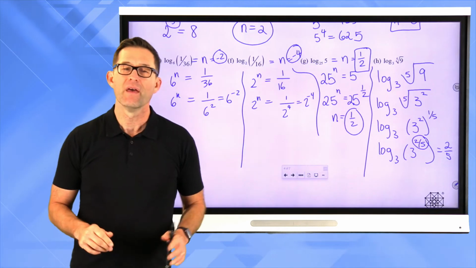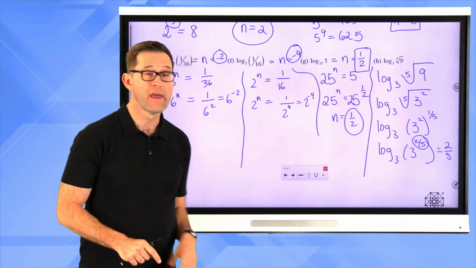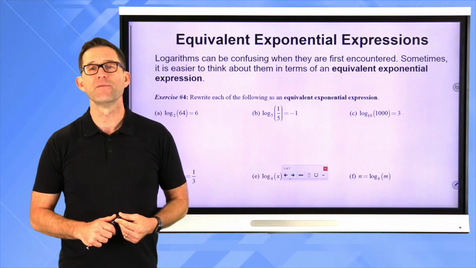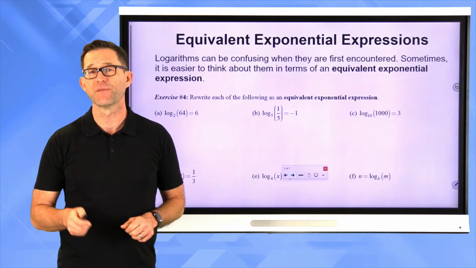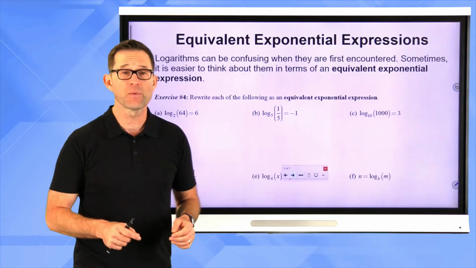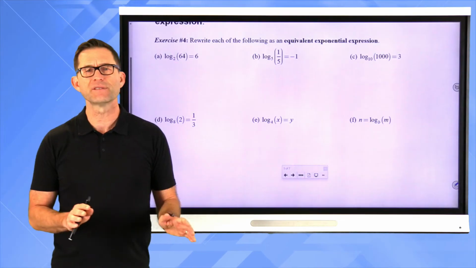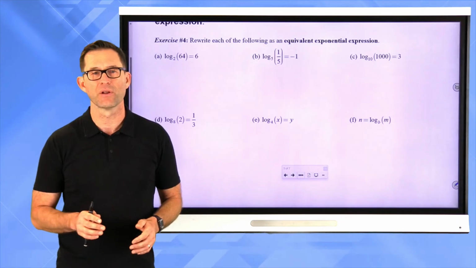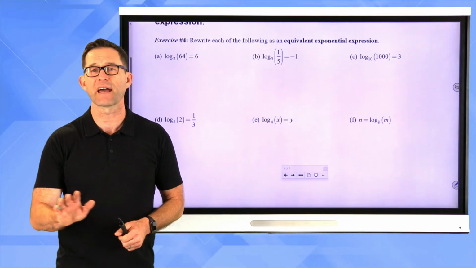All right. So, logarithms, right? You have to be always thinking about them in terms of exponentials, and that gives rise to something called an equivalent exponential expression. Logarithms can be confusing when they are first encountered, no question about it. Sometimes it's easier to think about them in terms of an equivalent exponential expression. And in fact, that's what I was doing a lot of in the last problem, where I kept setting it equal to n. So it's kind of nice to be able to take a logarithmic expression and change it into an equivalent exponential expression. And what I mean by that is an expression in terms of an exponential that says exactly the same thing.